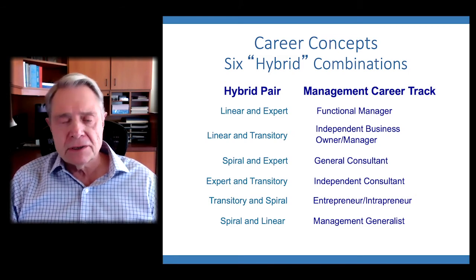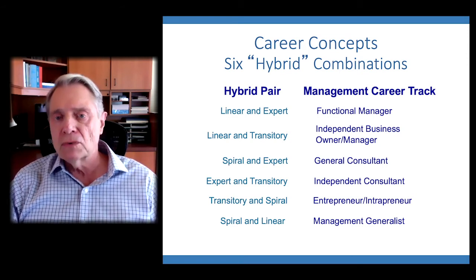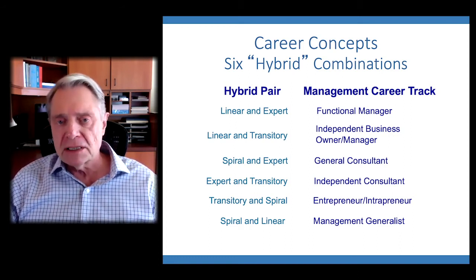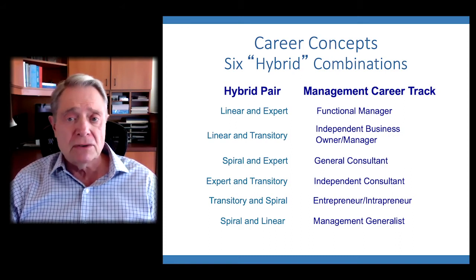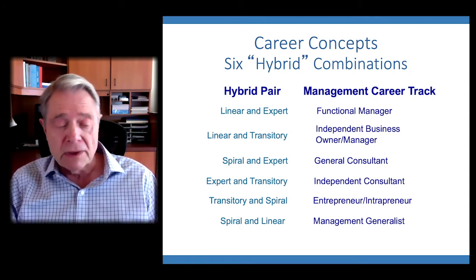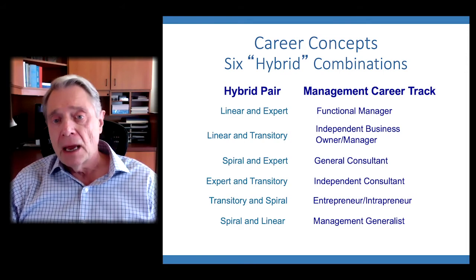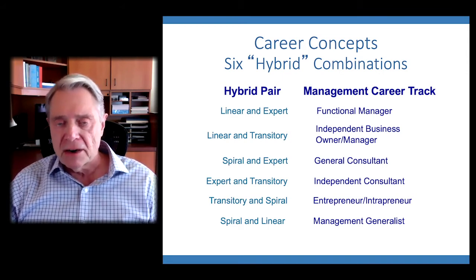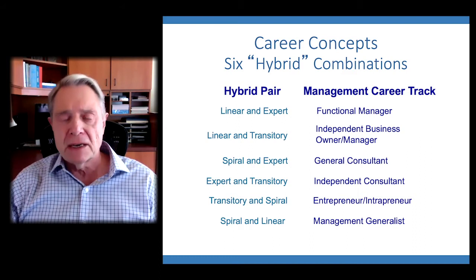And finally, we come to the linear spiral or spiral linear combination. This is one of the more common combinations I find among people in management. The ideal career track for anyone with this particular combination is that of a management generalist, someone who rotates through a number of different functions, departments, units, and over time develops a broad set of general management skills and can move into most any kind of management situation, knowing how to deal with people who are functional specialists in whatever particular function they're working in at the time, and then move on to even a very different kind of functional department. They're bringing with them a set of broad skills that fit most any kind of management situation.